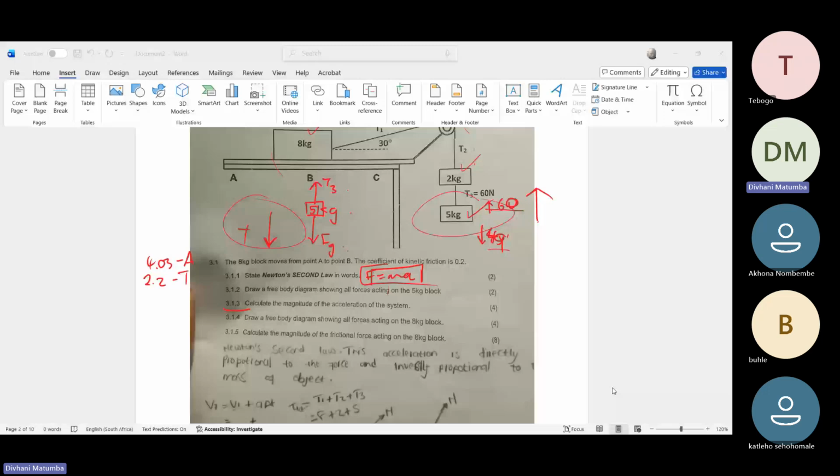Katlego, we are doing your question papers. We are now doing 3.1.4.